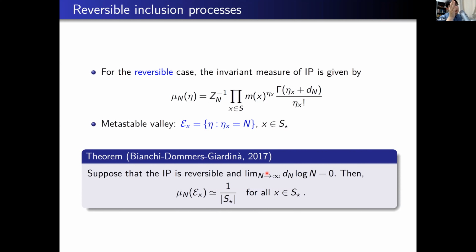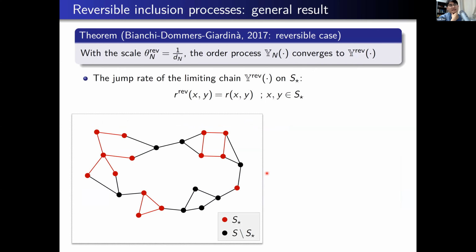Okay, since we have a condensation of particles, the next concern is the metastable behavior. That is also analyzed by the same paper. In this case, the scale is 1/dn. The scale for metastable transition is 1/dn. And with the process sped up by this factor, the process converges to Y, where the jump rate of Y is just the jump rate of the underlying random walk. But the point is that this Y is a process on S star, which is a subset of S. S star is a collection of sites with maximal mass, right?